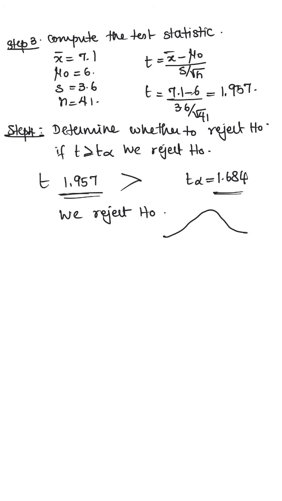So if you are comparing with the diagram, this is the critical region. So t alpha is here and t is in the critical region. Now state the conclusion. We conclude that the mean number of crashes is greater than 6 per year.